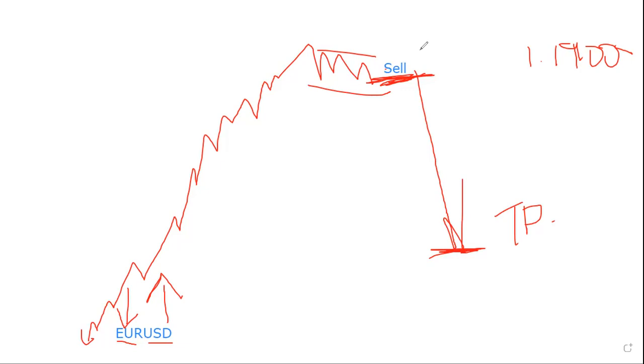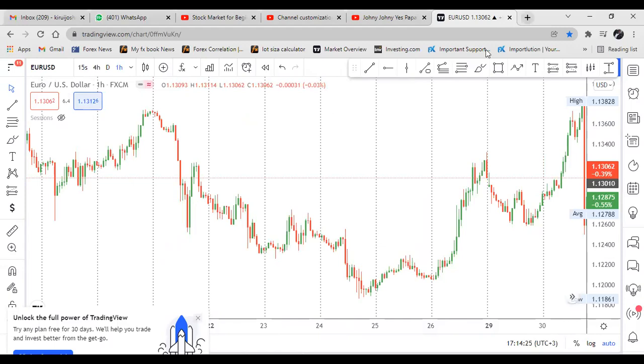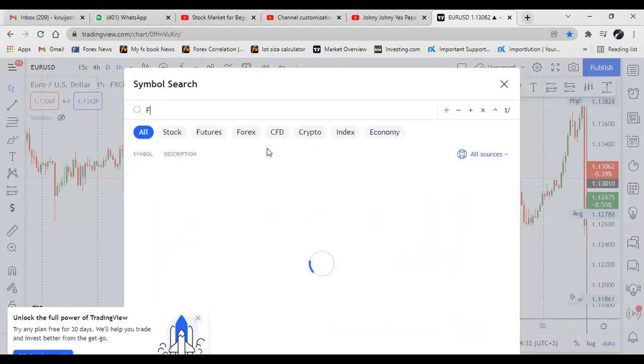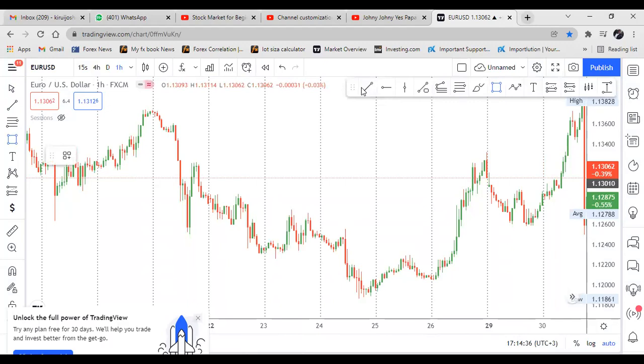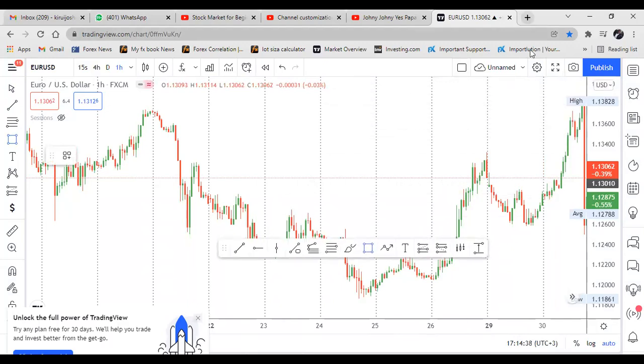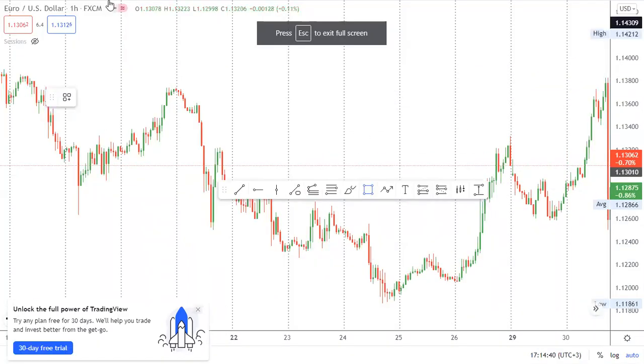Yes. So let's go to the real chart, and we see whatever we are trying to talk about. So we have this chart here, the euro dollar.